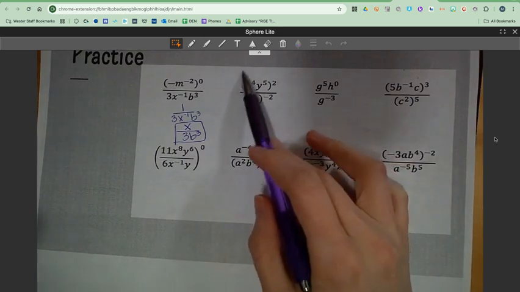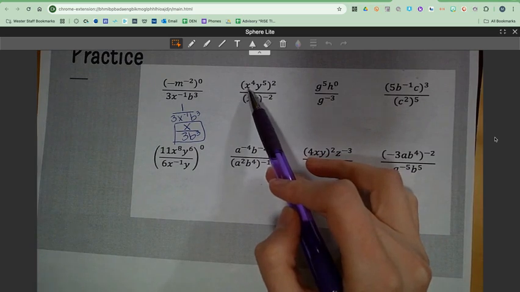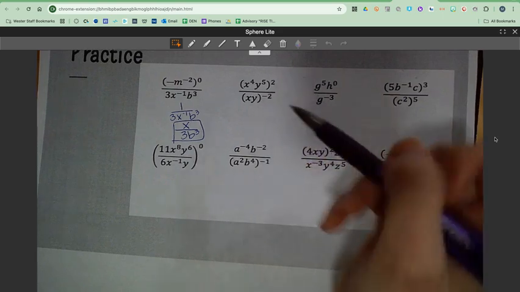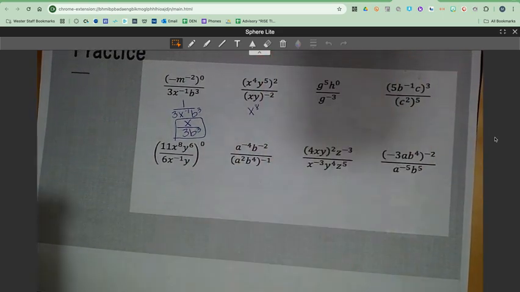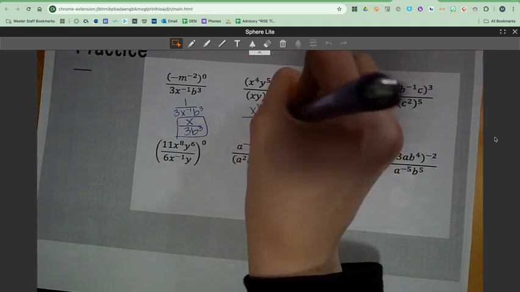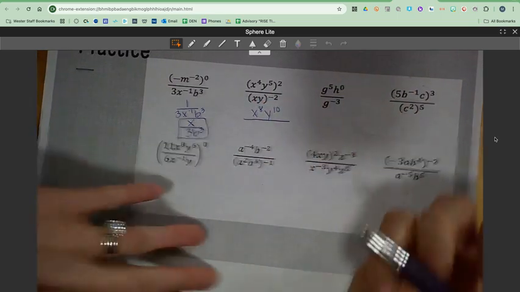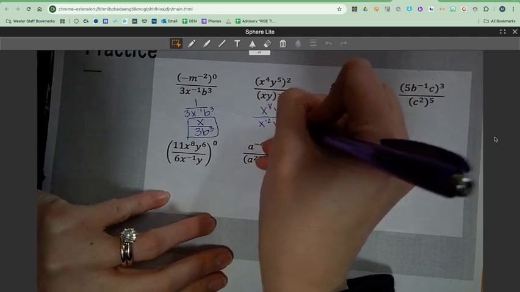Our next one, we're going to go ahead and distribute our powers. So this 2 is going to apply to the x to the fourth. Well, when an exponent is raised to an exponent, that means to multiply. So 4 times 2 is 8. So this is x to the 8th. But we're distributing, so the 2 is also going to go to y to the 5th. An exponent raised to an exponent means you're going to multiply the exponents. So 5 times 2 is 10. This is y to the 10th. I'm now going to do the same thing with the denominator. I'm going to distribute that negative 2. So I get x to the exponent of negative 2 and y to the exponent of negative 2.